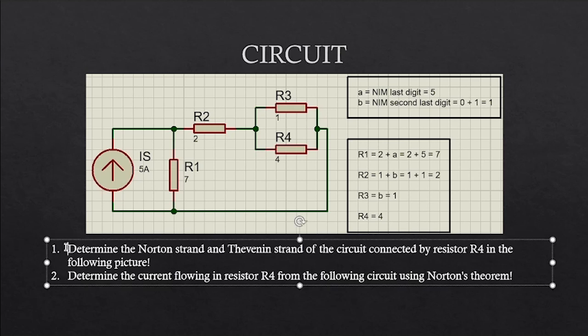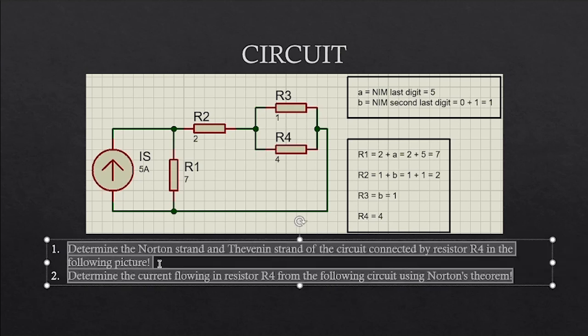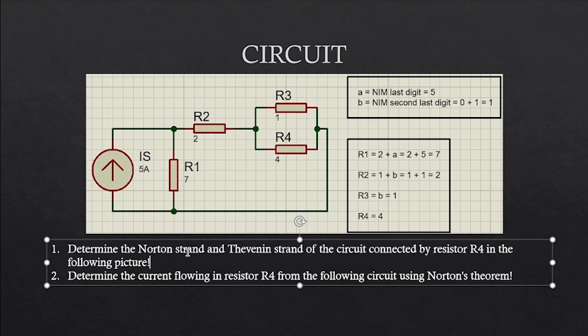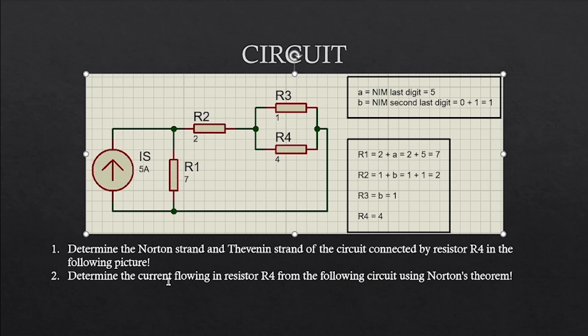And we got two questions here from the circuit. We must determine the Norton and the Thevenin circuit connected by a resistor R4. And the second problem is we must determine the current flowing in resistor R4 using Norton's theorem.